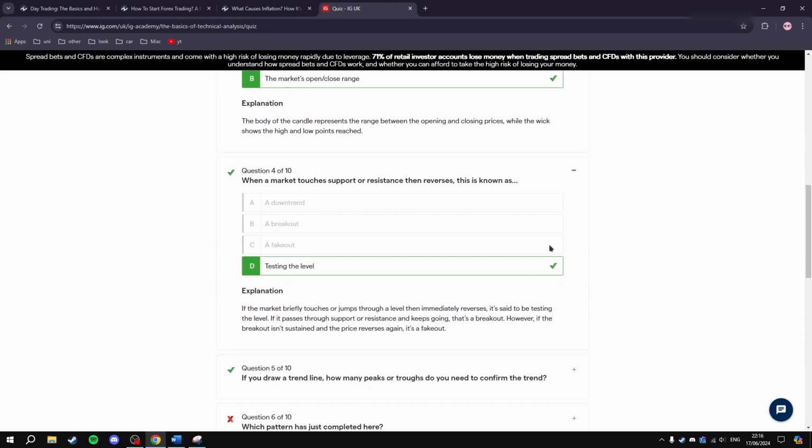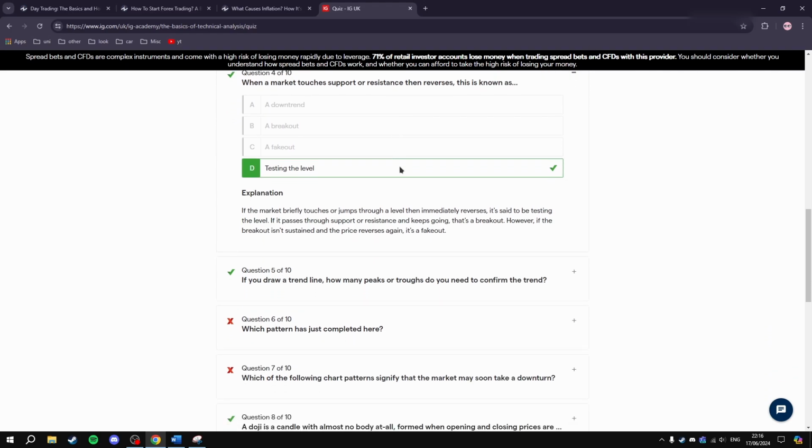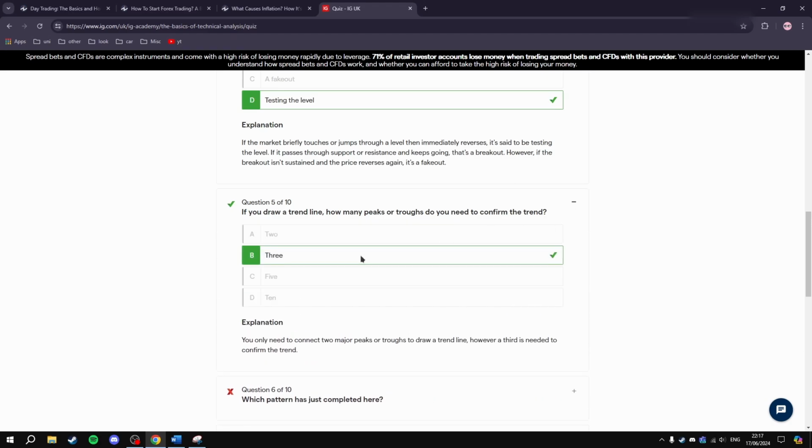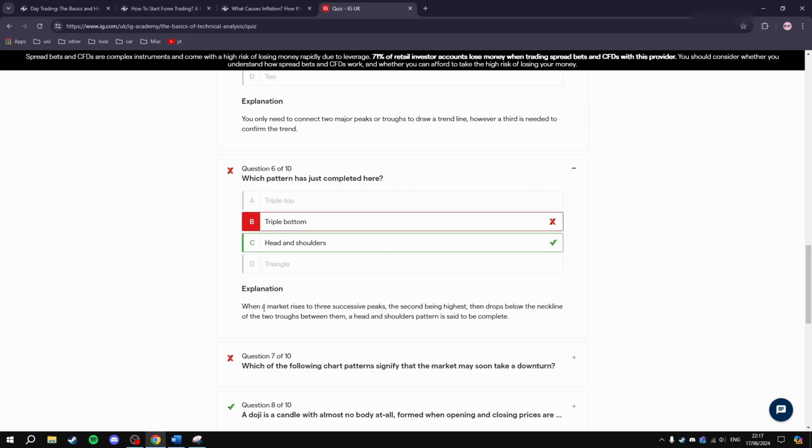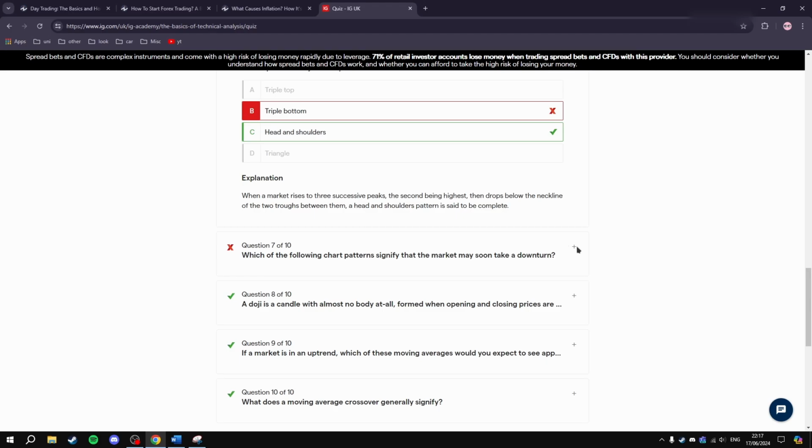If the market briefly touches or jumps through a level and then immediately reverses, it is said to be testing the level. If it passes through support resistance and keeps going, that's a breakout. However, if the breakout isn't sustained and the price reverses again, it's a fake out. You only need to connect two major peaks or troughs to draw a trend line, however a third is needed to confirm the trend. Right, okay. I think there's meant to be a diagram here, but there isn't. So when a market rises to three successive peaks, second being the highest, then drops below the neckline of the two troughs between them, a head and shoulders pattern is said to be complete. Okay.